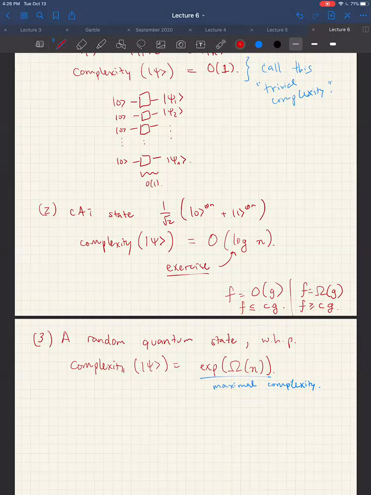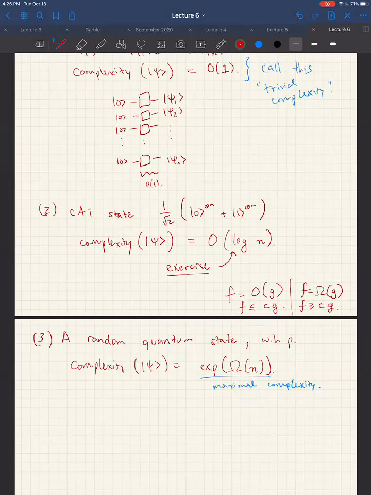So if you just roughly count the number of unitaries, there's an infinite number of them, but if you discretize, then the number of unitaries is going to be doubly exponential in n. So basically that means in general, the number of gates you would need to produce a generic unitary would be exponential in n.